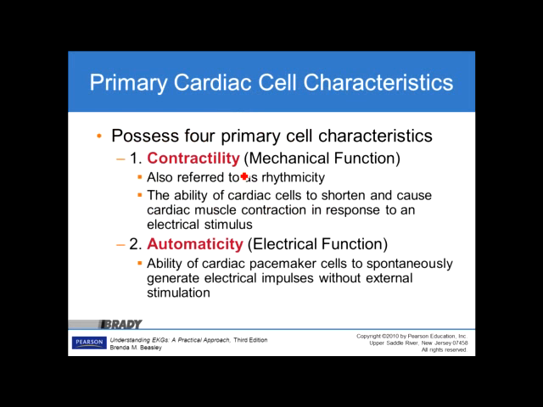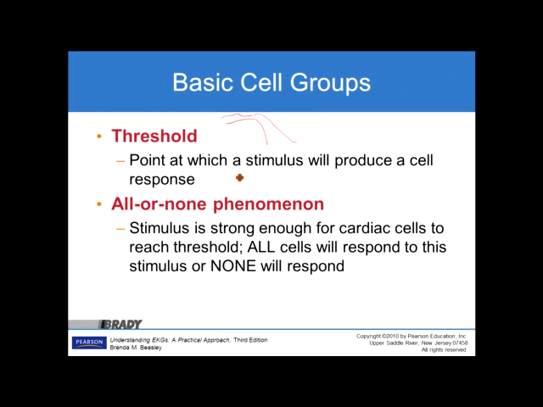Four characteristics, or the primary cardiac cell characteristics, and they possess four primary cell characteristics. One is contractility, also referred to as rhythmicity. The ability of the cardiac cells to shorten and cause cardiac muscle contraction in response to an electrical stimulus. 2. Automaticity, ability of the cardiac pacemaker cells to spontaneously generate electrical impulses without external stimulation.